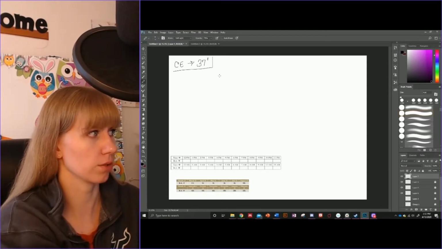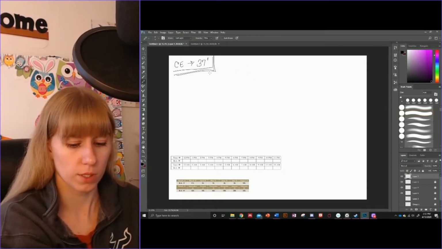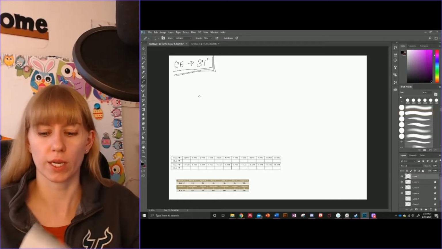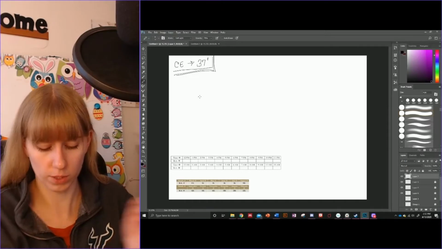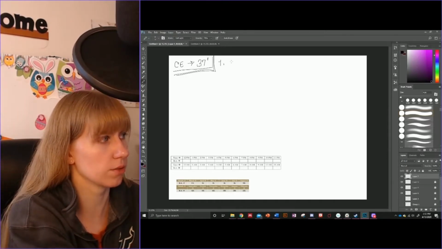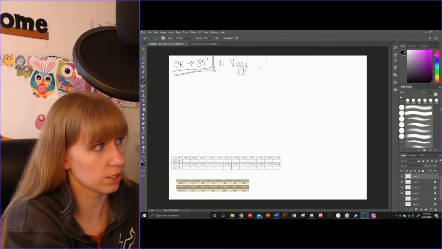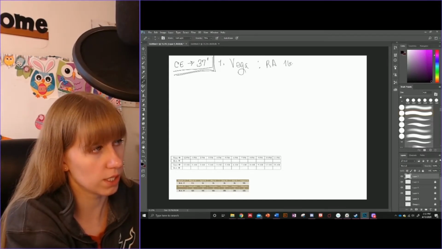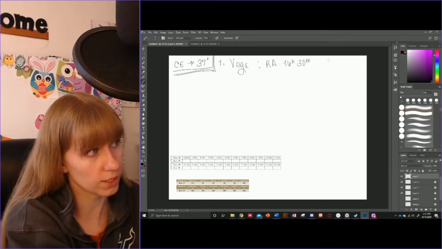Okay, so again, we're going to stick with the Ruskin date, Ruskin location, and we're going to go over a couple stars in this aspect. Alright, so let's do our first one to be Vega. Okay, so number 1 is going to be Vega. Vega has a right ascension of 16 hours and 30 minutes, and a declination of plus 38 degrees.